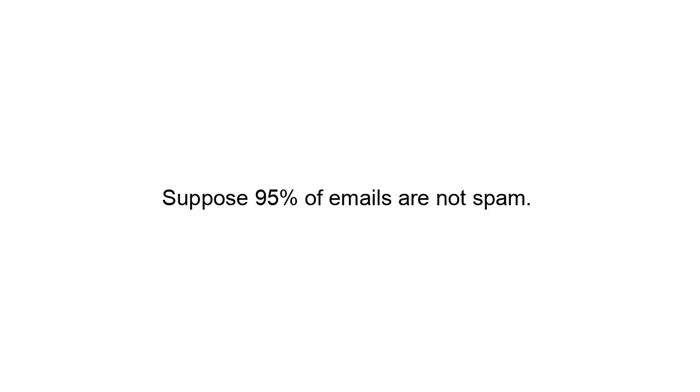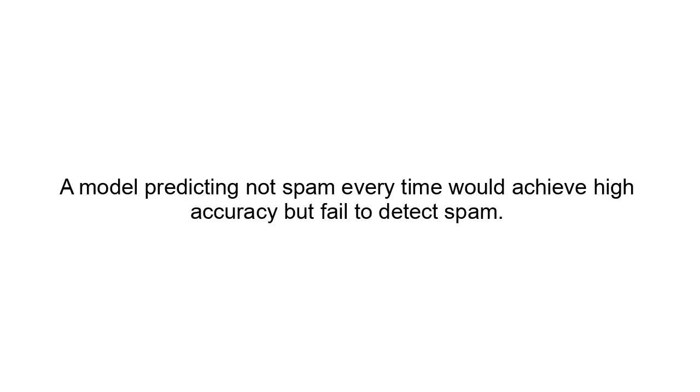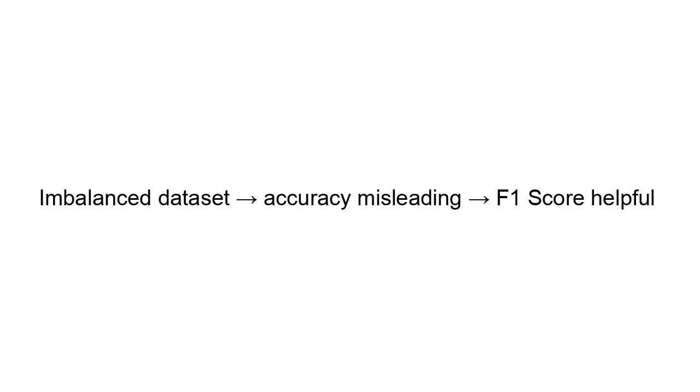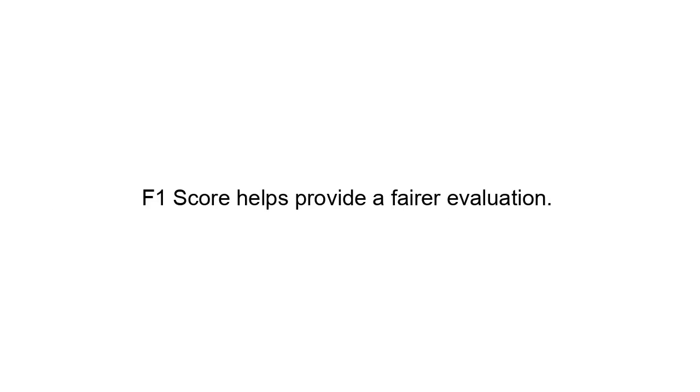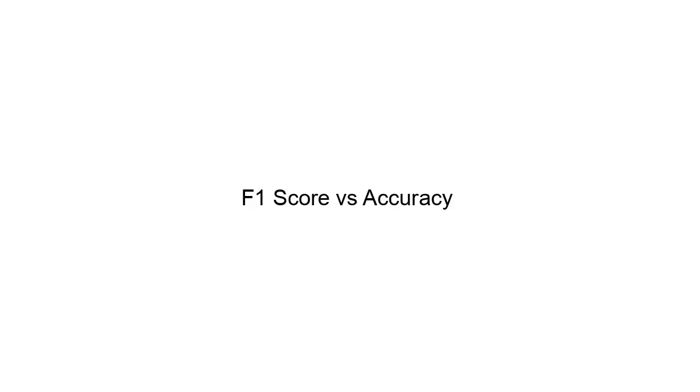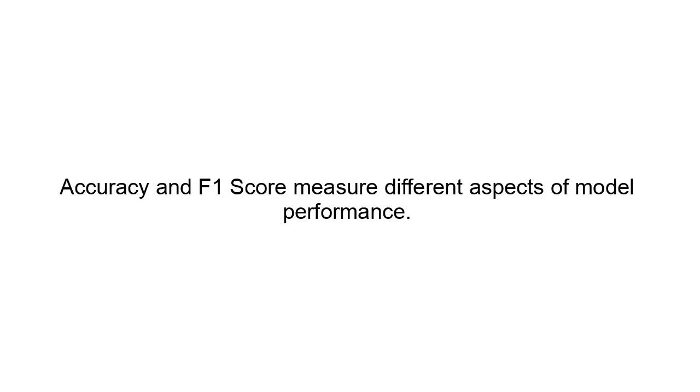When to use F1 score. F1 score is especially useful when dealing with imbalanced datasets. Example. Suppose 95% of emails are not spam. A model predicting not spam every time would achieve high accuracy but fail to detect spam. Example concept. Imbalanced dataset means accuracy misleading means F1 score helpful. F1 score helps provide a fairer evaluation.